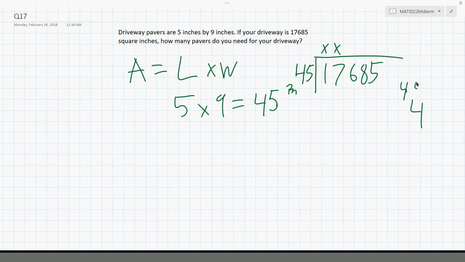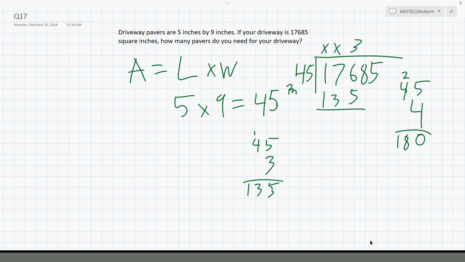4 times 45. 5 times 4 is 20. 4 times 4 is 16, plus 2, 18. Will that fit into my 176? No. 3. Okay, so we're going to do it with the 3. 45, put the 5 there, put 1 up here, 3 times 4 is 12, so it's 13, so 135. Okay, let's do our subtraction now.